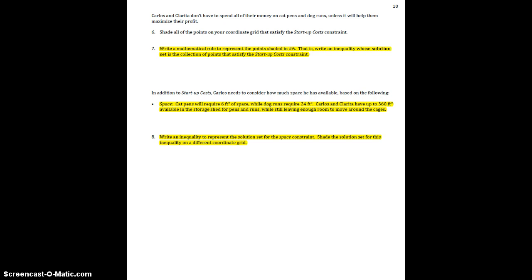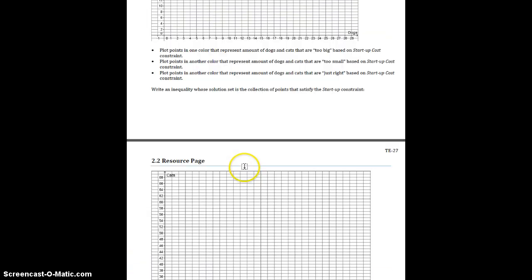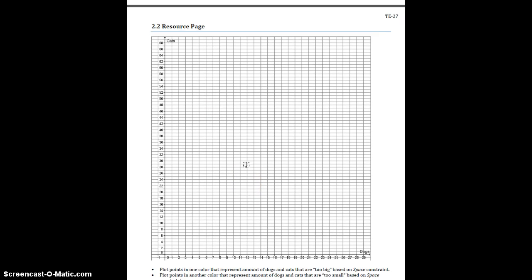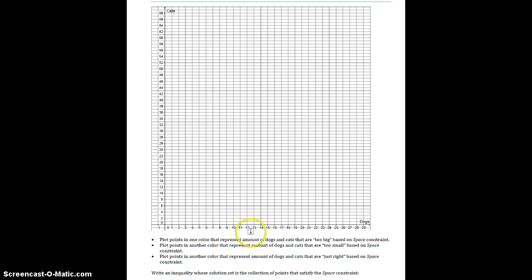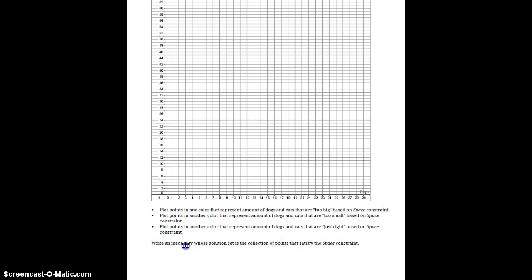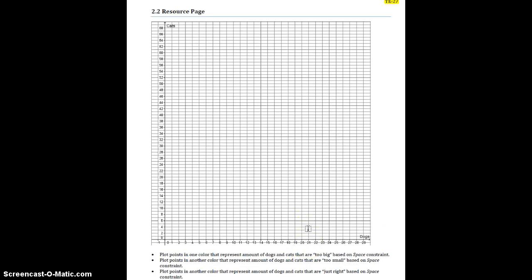Oh, and the sub will be giving you another sheet to help you record your information. This is going to be the Teacher's Edition resource page number 27, and this one is talking about the space constraint. So you're going to use one color again for too big, one for too small, and one for just right. And then writing the inequality, and you'll see there's a space for you to write that inequality on here as well. Okay. Good luck.